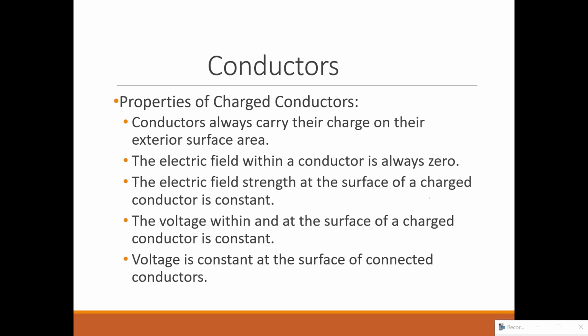And then if you ever have two conductors that are wired together, the voltage will equalize itself across the surface of all the conductors. Within the conductor, the same voltage that occurs within the conductor is going to be the voltage that is on the surface of the conductor. So these main ideas about conductors are things that you should know.